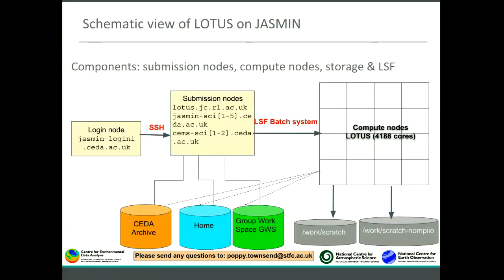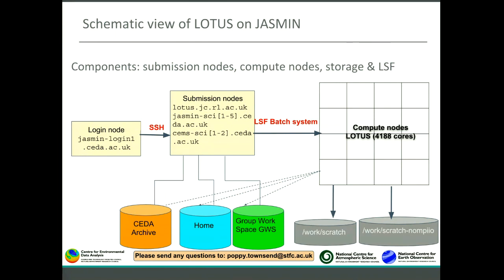So now, how LOTUS fits into JASMIN. These are the components. As I said earlier, you need a submission node, a compute node, storage, and LSF. You start from the JASMIN login on your left. Once you log in, you can SSH to the submission nodes. The submission node is a head node for LOTUS that you can use to submit jobs to LOTUS. And there are the sci machines, such as JASMIN sci 1 to 5, and the SAMS machine.